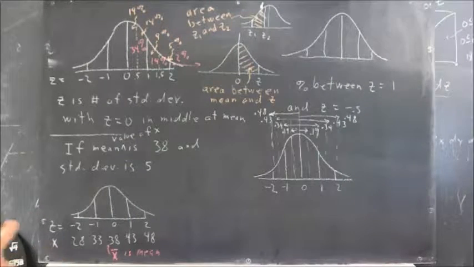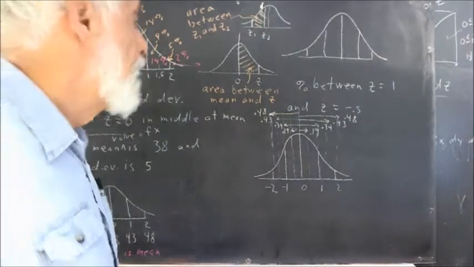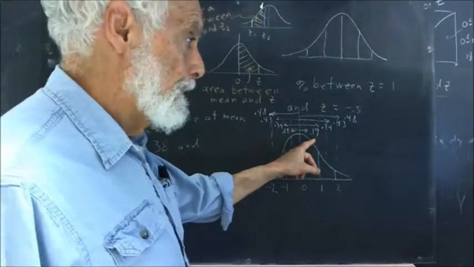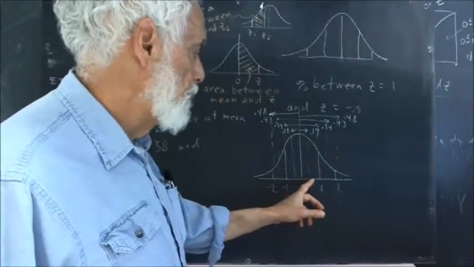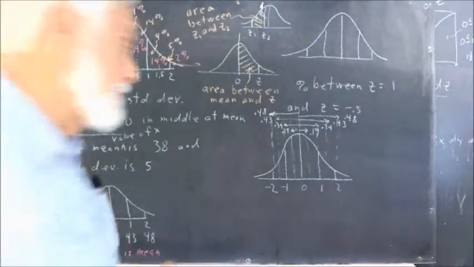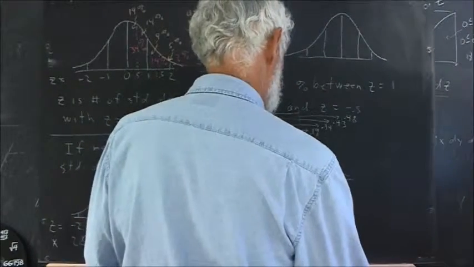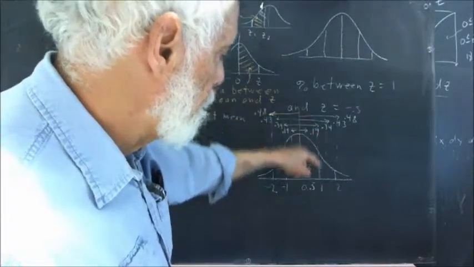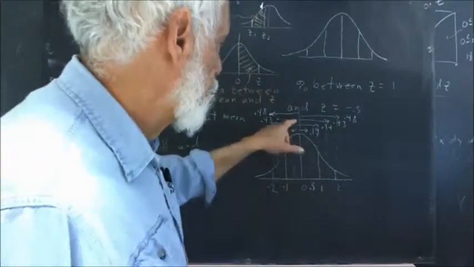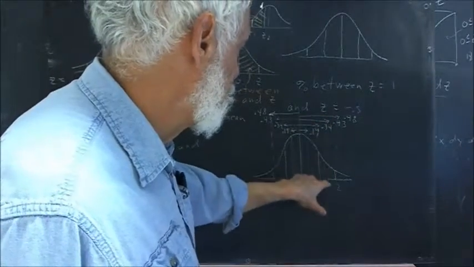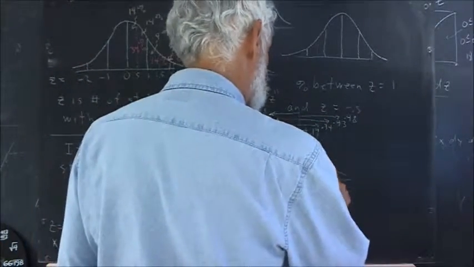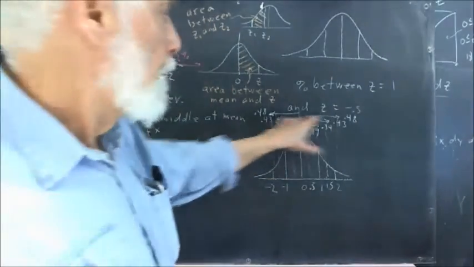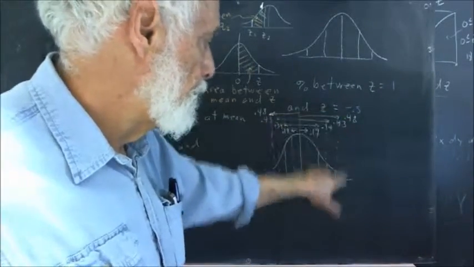Now the information given on the first problem actually tells you that you have 0.19 or 19% of the distribution between z equals 0 and z equals 0.5, and 34% between z equals 0 and z equals 1, 43% between z equals 0 and z equals 1.5, not drawn very accurately, and 48% between z equals 0 and z equals 2.